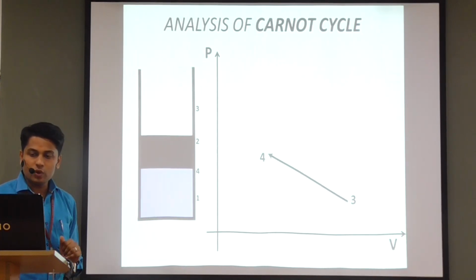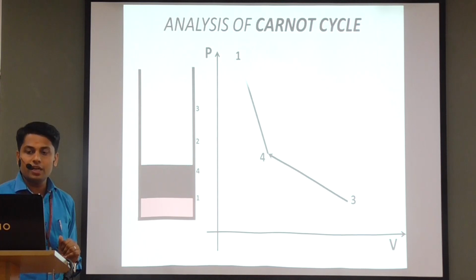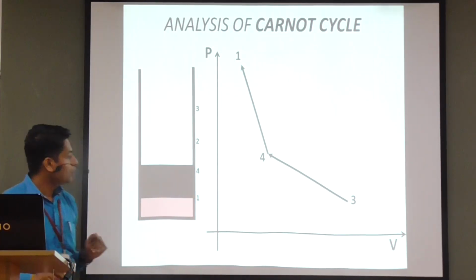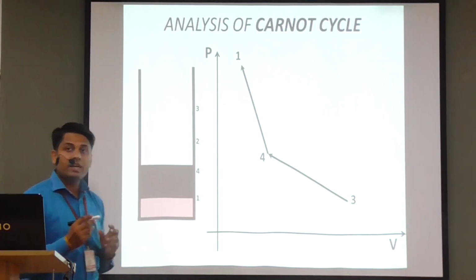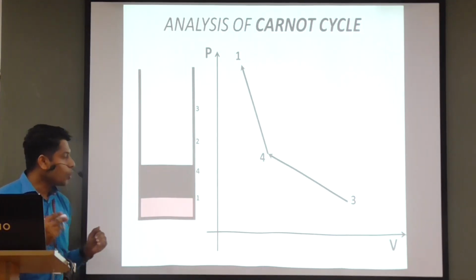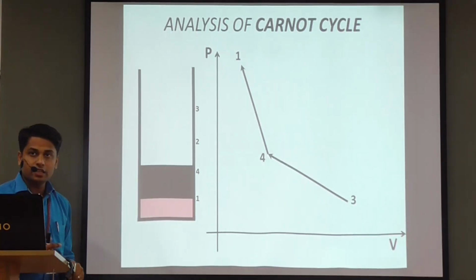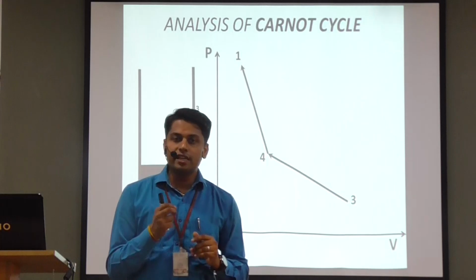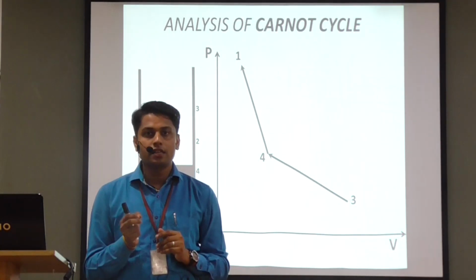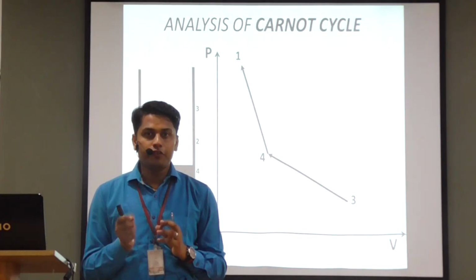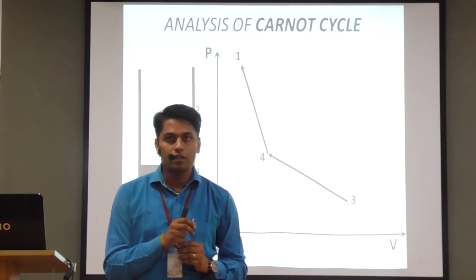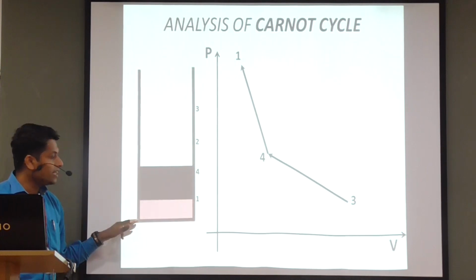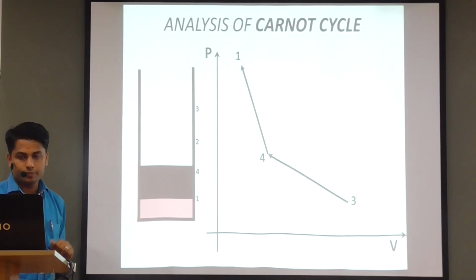The second process is the reversible adiabatic compression, which is represented by 4 to 1. This reversible adiabatic compression is obtained by removing the sink. Why do we remove the sink and place insulation? Since an adiabatic process always occurs when there is no heat transfer, we replace the sink and place an insulation layer at the bottom.